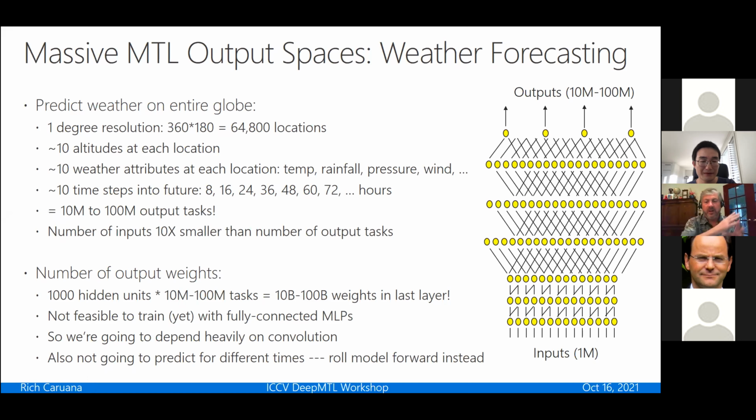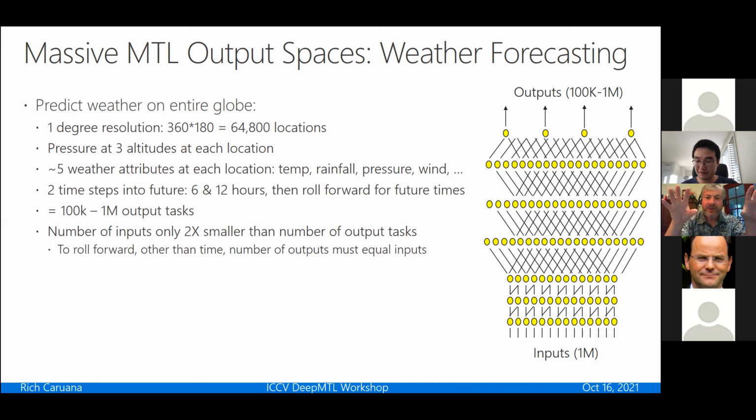Now, the number of inputs in this new version is only going to be about 2 times smaller than the number of output tasks. And that's because the model is going to predict the weather 6 hours into the future and 12 hours into the future. We found that to make the model stable, we had to give it 2 different points into the future at least. We had to do some multitask learning even on time, or else the model wouldn't be stable. So now the number of outputs is about 2 times larger. And we'll do this roll forward that I was suggesting to predict the future.